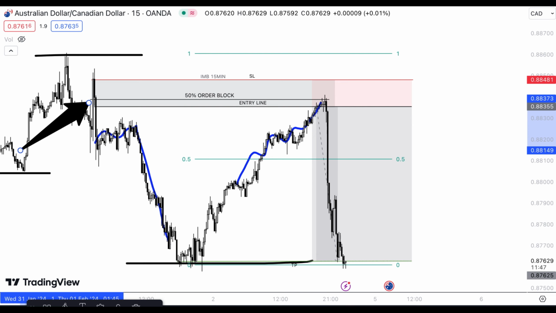Top or bottom of the range, premium or discount price. We had an imbalance at the top part of the range, in the premium area of our current range, which is the premium is just the top part of the range, and the discount is the bottom part of your current price range. Our current price range is our current high and low, and the premium is the top part of the range.